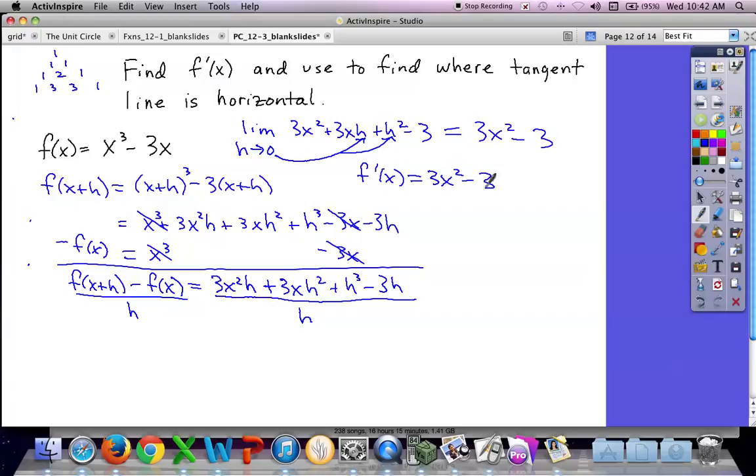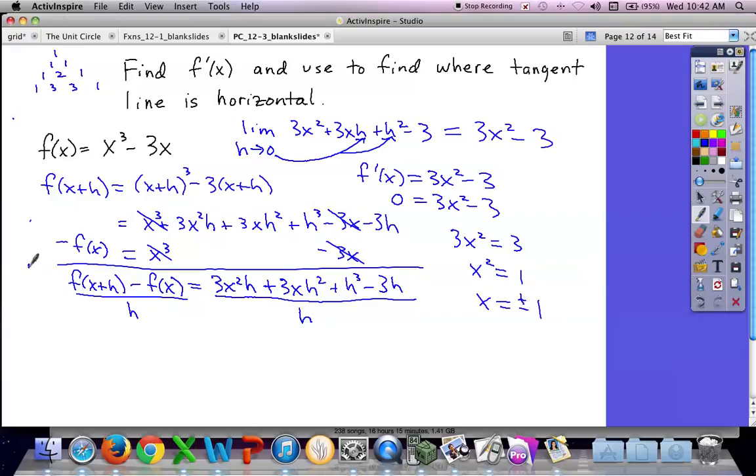Now, if we want to know where the tangent line has a slope of 0, then substitute f prime of x equals 0. It's the zeros of the derivative, right? It's not f prime of 0. You want to substitute f prime of x equals 0, just like you're finding the zeros of a function. So 0 equals 3x squared minus 3. Solve for x. 3x squared equals 3. X squared equals 1. X equals plus or minus 1.